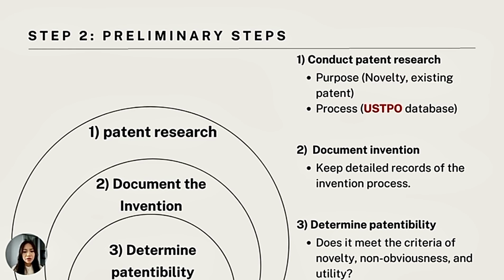And then also you have to document the invention. So you have to keep a detailed record of the invention process. This includes diagrams, the specifications, all the research and modifications, and the tests. Then lastly, you have to determine the patentability. So you have to see whether it actually meets the criteria of novelty, non-obviousness, and utility.